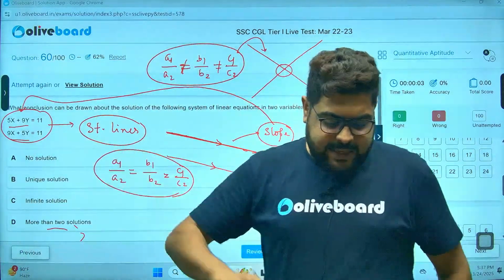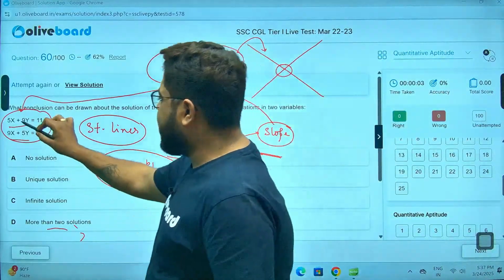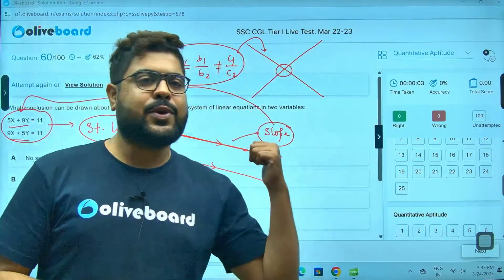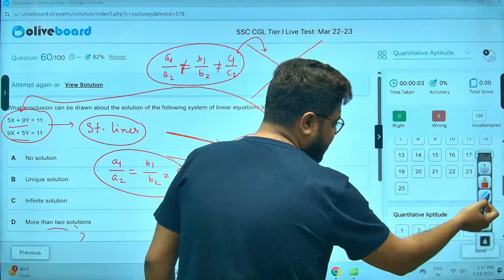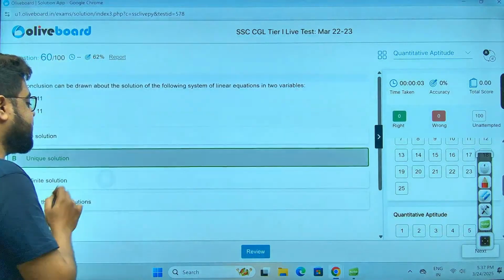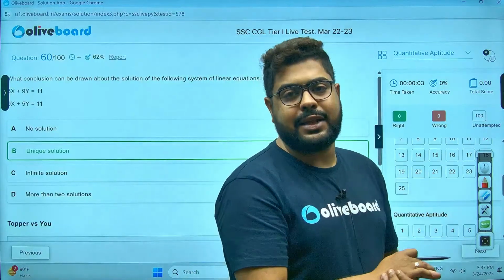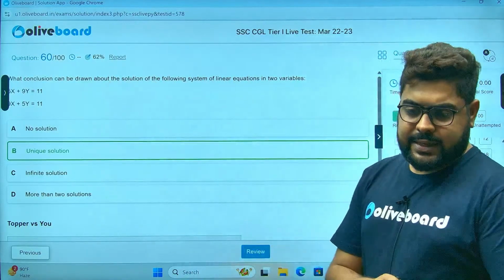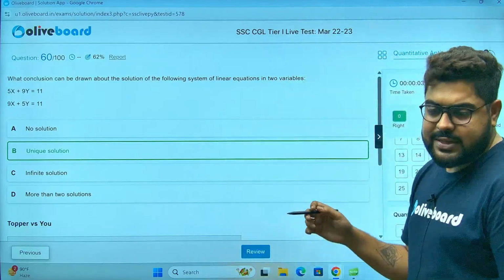Now in this question, what is happening? One solution means a unique solution. You see, 5 by 9 is not equal to 9 by 5. So my answer will be a unique solution, only one solution. Because equal slope has to be there for any of the other cases. If the slopes are not equal, the xy coefficients are not matching in ratio, then definitely I can forget about the other cases.